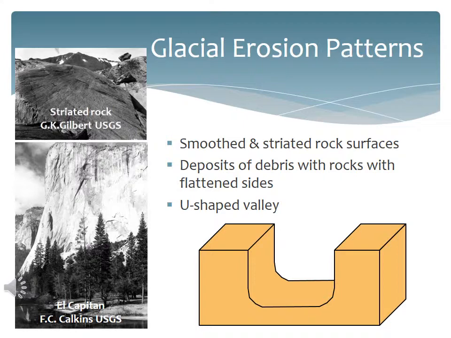Your valley glaciers tend to generate a U-shaped erosional feature. Flat valley floor with very steep sides. Think of Yosemite. You've got steep cliffs and waterfalls in Yosemite.